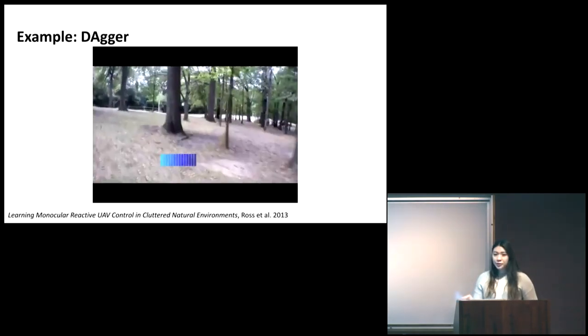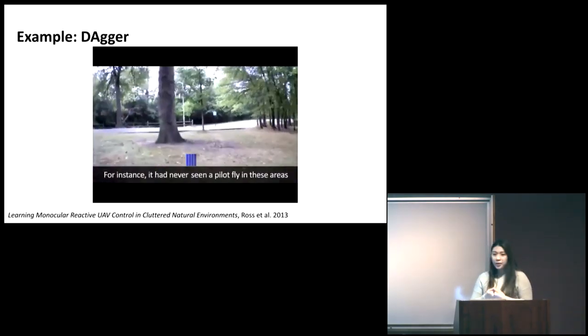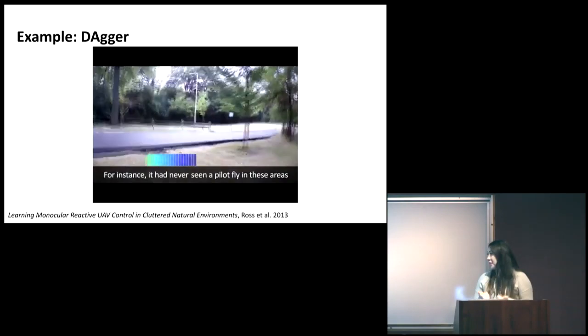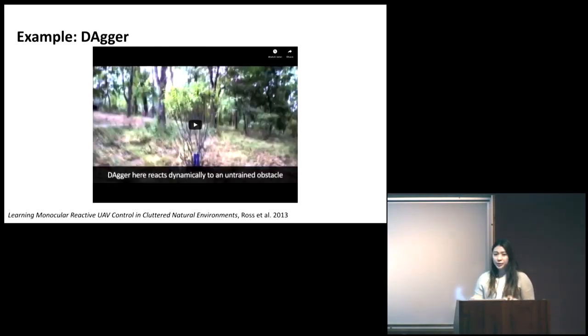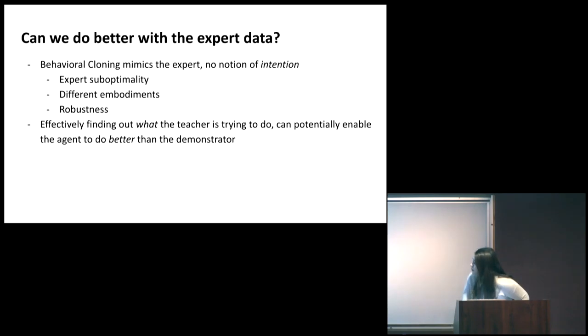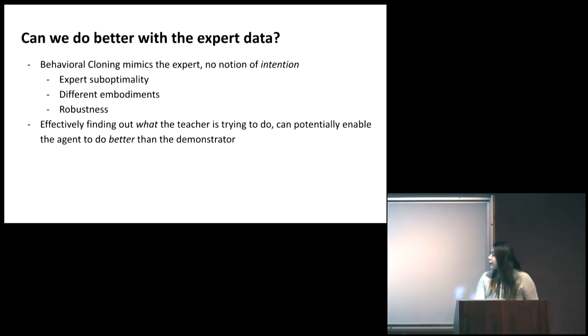And this sounds really appealing because we can bridge this gap that we were talking about, and we really like supervised learning since it works. But this is not always possible. We can't always have access to an expert that is going to be ready to answer queries for all these observations that we encounter. So that leads us into inverse optimal control.